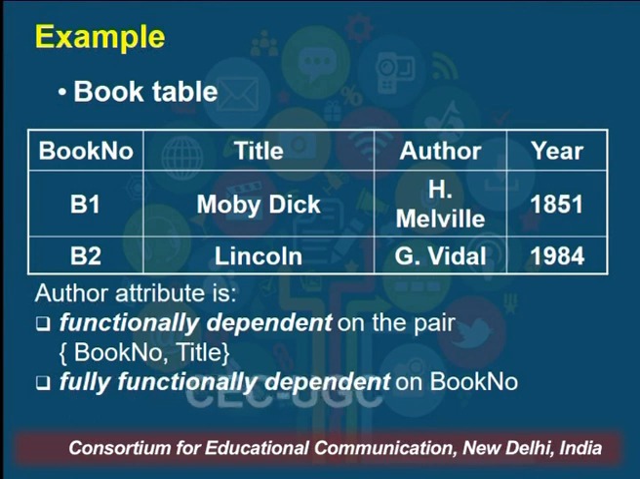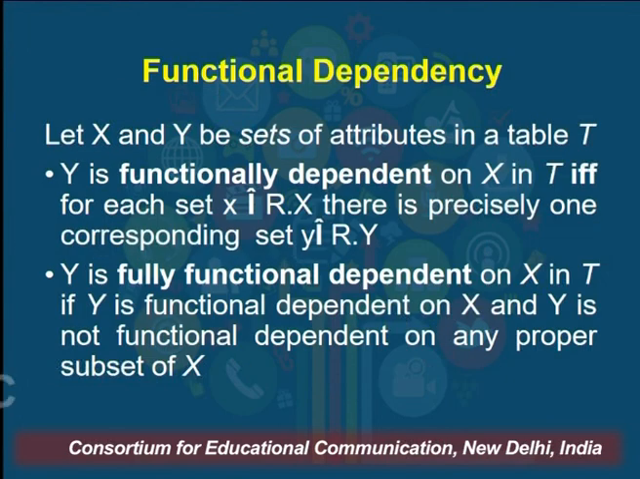Now in second normal form we are going to see whether we keep these functional dependencies or eliminate them, and what the repercussions will be, which we will see in a short while. Apart from functional dependency, if you can see on the screen, there is one more concept written, which is fully functionally dependent. Y is fully functionally dependent on x if y is functionally dependent on x and y is not functionally dependent on any proper subset of x.